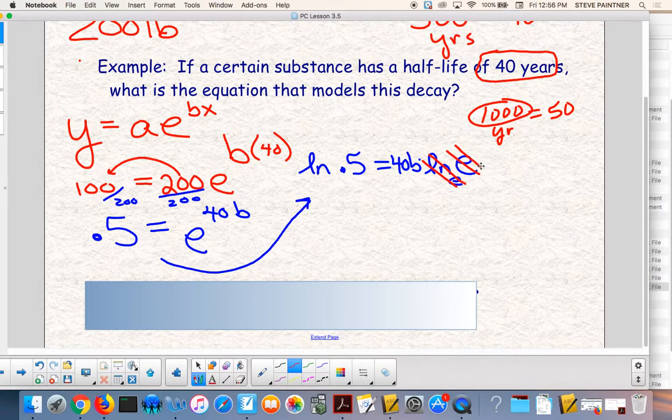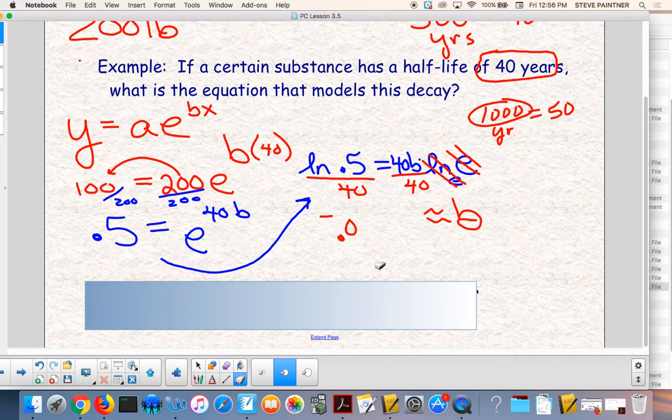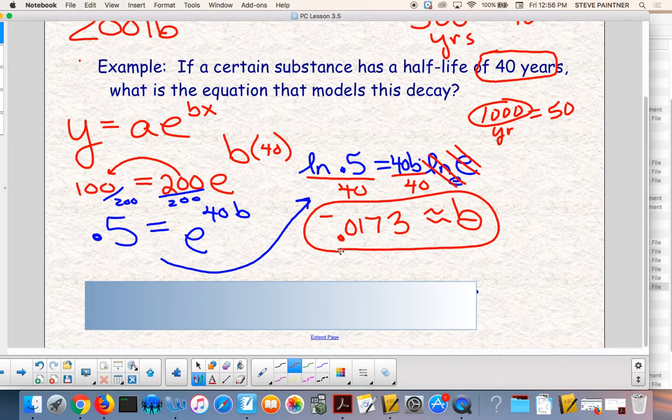Okay. So now it turns out to be b equals whatever this is divided by 40. Should b be positive or negative? Negative. Why negative? It says decay. It's half-life. It's going down. Okay, so what is it? Negative 0.0173. That's an approximation, but that's good enough. It will get you close enough to the answer that we need right now.